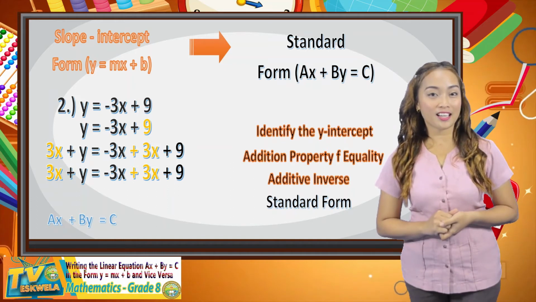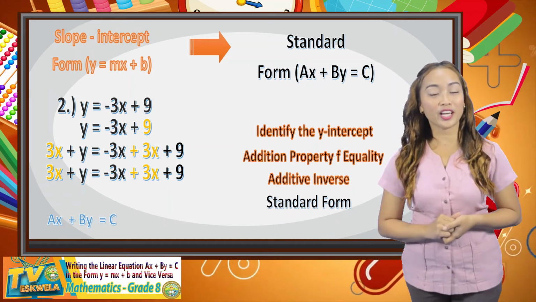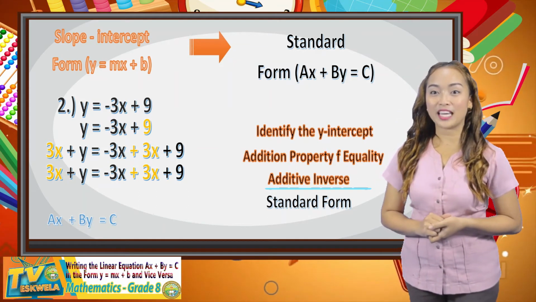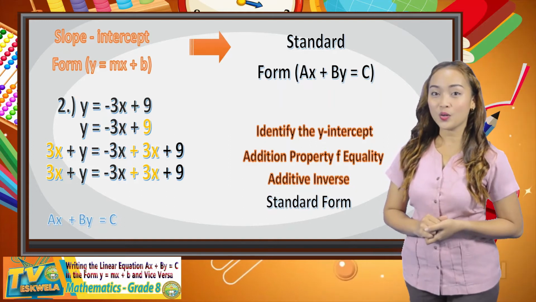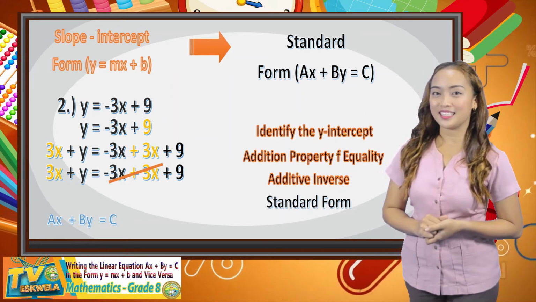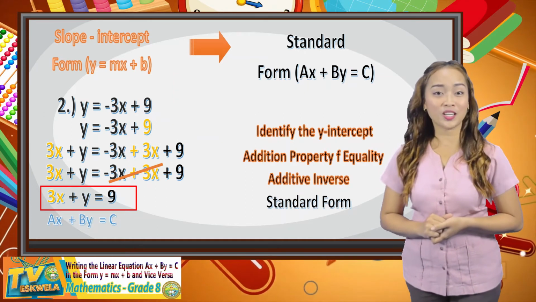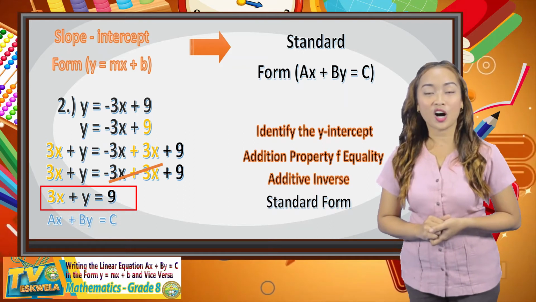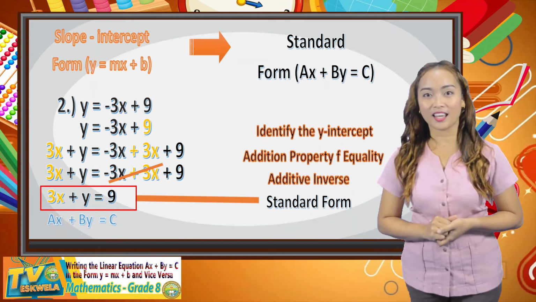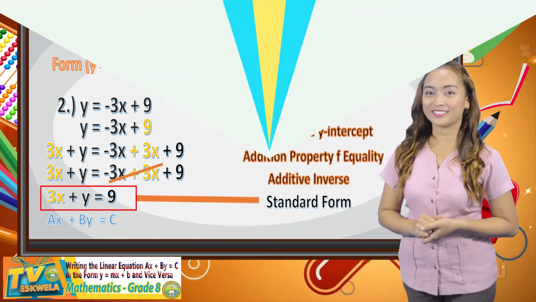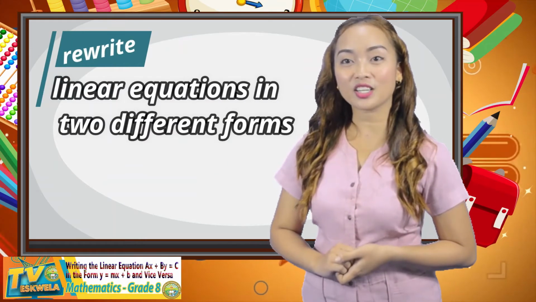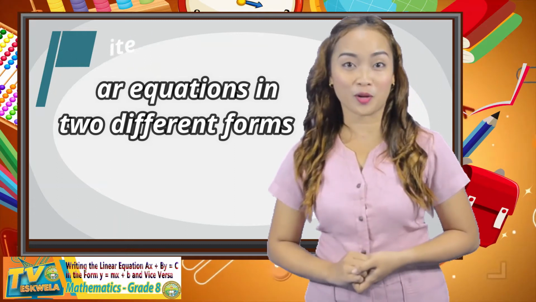Then, 3x added to negative 3x is 0 by additive inverse. So, it has been cancelled, and there, we already isolated 9. As you can see, the result is on its standard form. 3x plus y is equal to 9. So that's how we rewrite linear equations in two different forms.